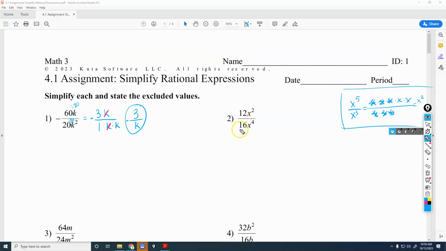So, for example, if we wanted to do number 2, 12 divided by 16, what could I use to reduce that? 4. So if I divide the top by 4 and the bottom by 4, I would get 3 on top, I would get 4 on bottom. And I've got 2 x's on top, 4 on bottom. So how many x's are going to be left and where should they be? 2, and they'll be on the bottom. So 3 over x to the 4th would be your answer for that.